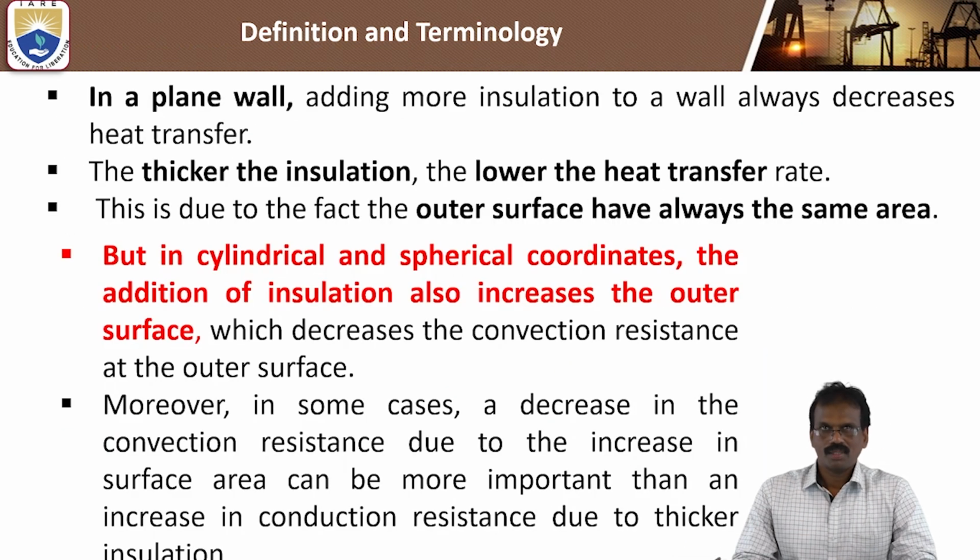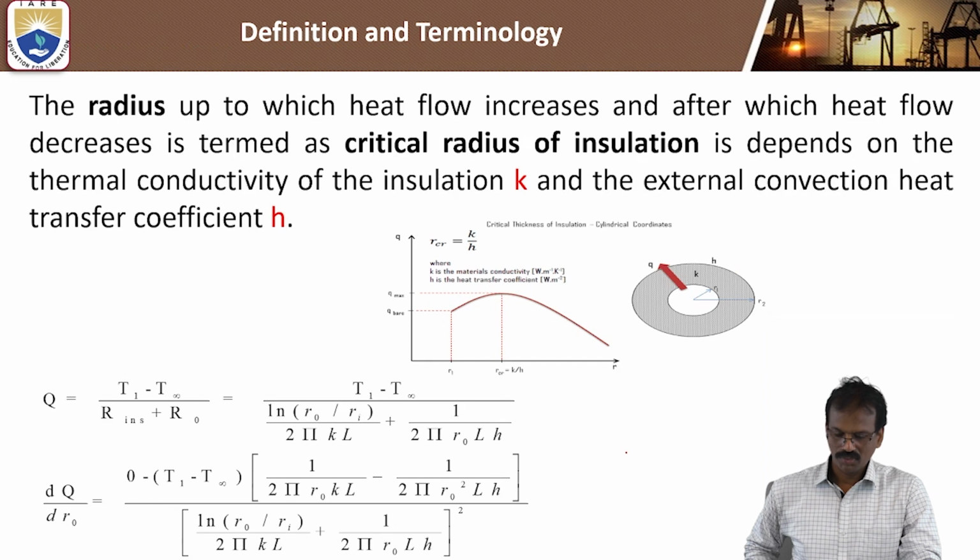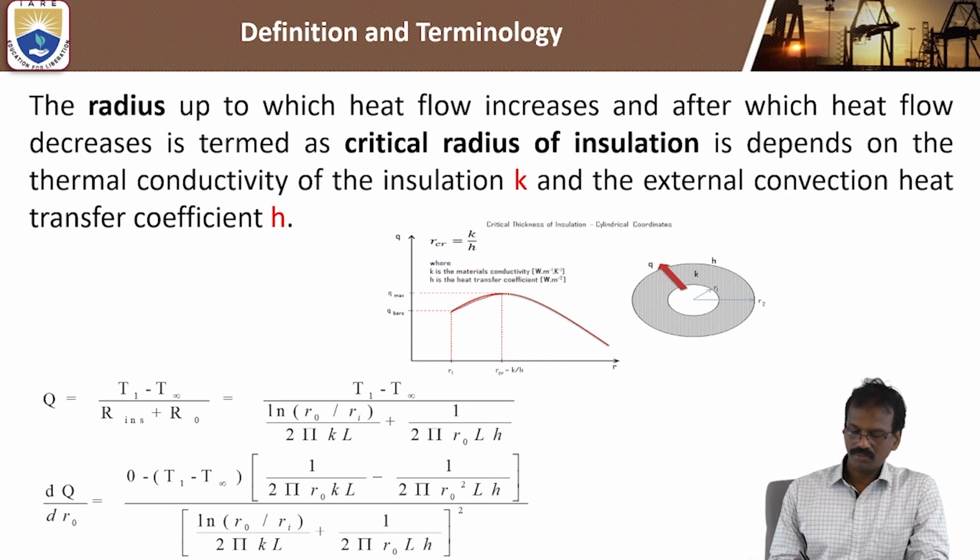In planes, if the thickness increases, the heat transfer rate will decrease. But in cylindrical objects and spherical objects, it is not right. Up to a certain thickness, the rate of heat transfer increases. After that, the rate of heat transfer will decrease, because of a decrease in the convection resistance, as we'll see from the formulas. Up to a certain point the heat transfer rate will increase, and after that it decreases.